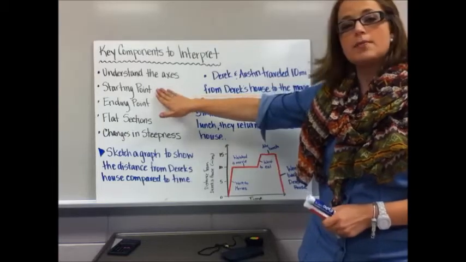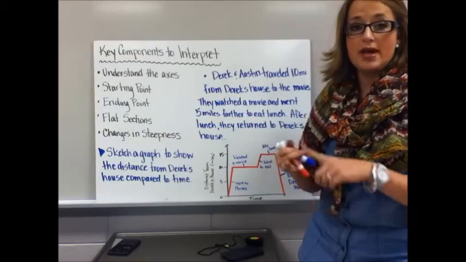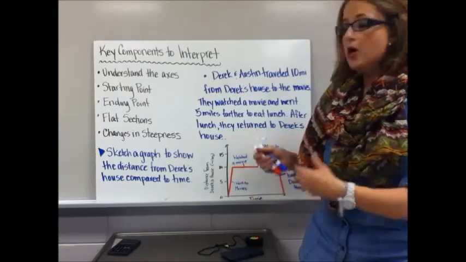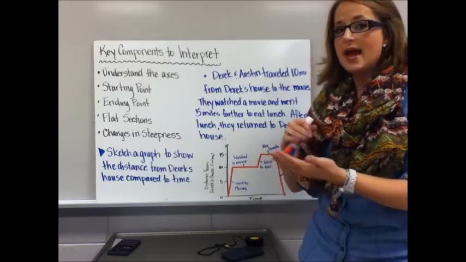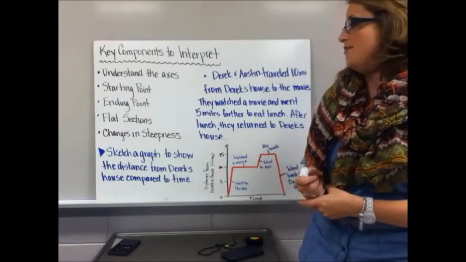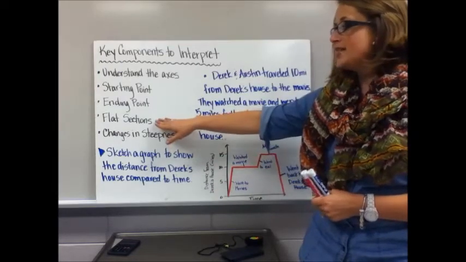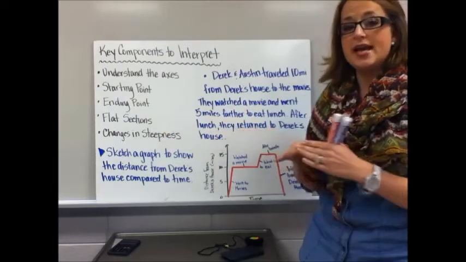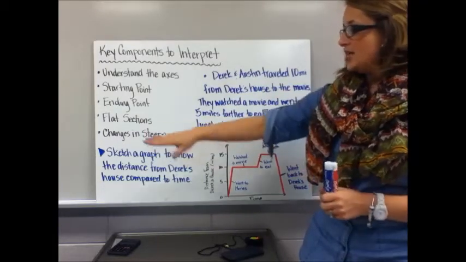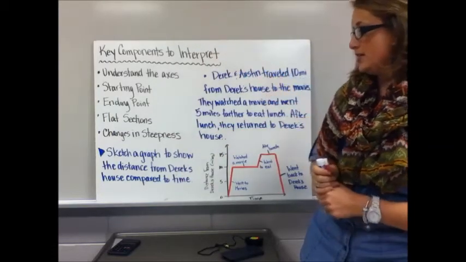You want to see the starting point and the end point. In our previous example, Jenny started at home and she ended at home. Therefore, her distance from home was 0. You probably noticed that those graphs didn't have tick marks to show specific distances. It was more of a sketch of a graph, but you can definitely tell where 0 is. You want to pay attention to flat sections. Jenny stayed at the beach all day, so that was a flat section on the graph. And changes in steepness, where it increases or where it decreases.